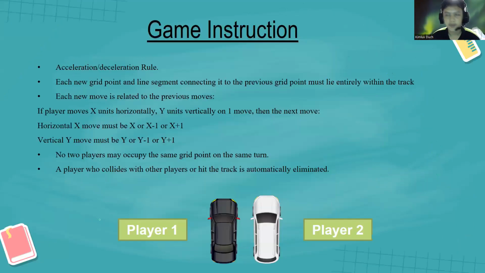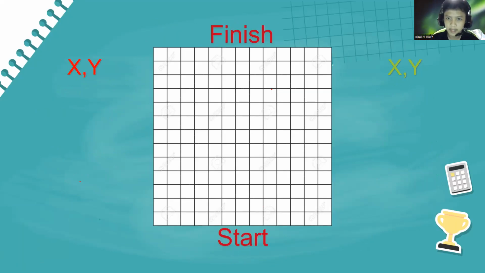By the fifth rule, a player who collides with another player or hits the track is automatically eliminated. So by hitting the track, let's assume that this side of the corner here is a track. If, for example, you are making your move starting from here upward, and your track allows you to turn right, but somehow you made the wrong move and you hit the track, that is also clear that you are hitting the track, leading to the elimination as well. So this is how the fifth rule works.